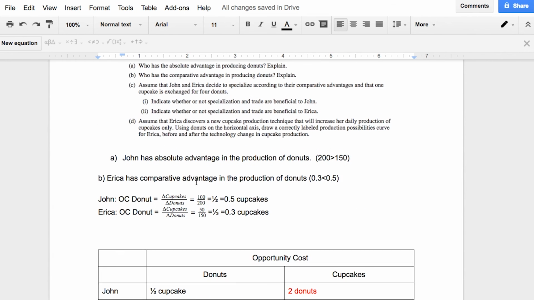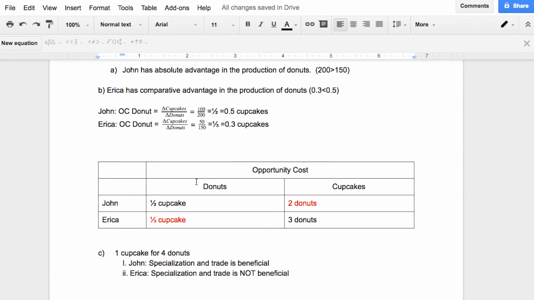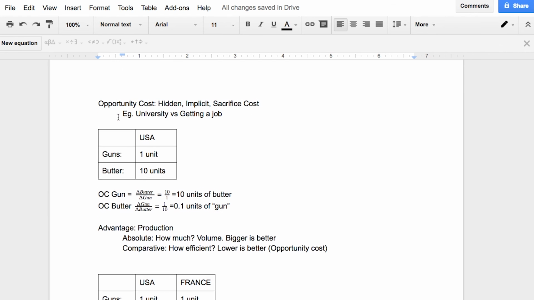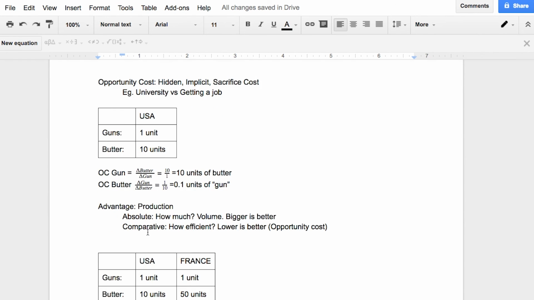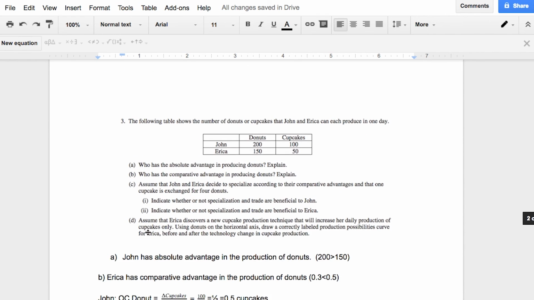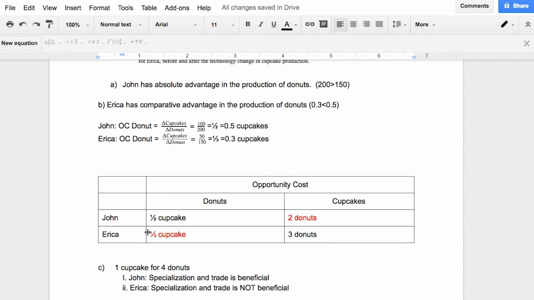So we're going to skip part D because it talks about some other stuff. But very quickly, if you look at just these 2 ideas, right? This idea of opportunity cost and these ideas of advantage, you can answer almost 1/3 of the macroeconomics exam.